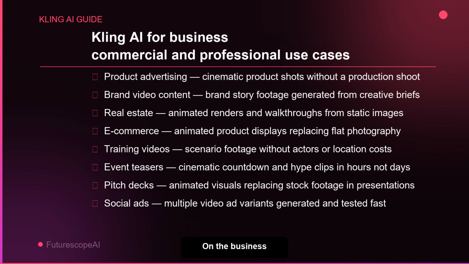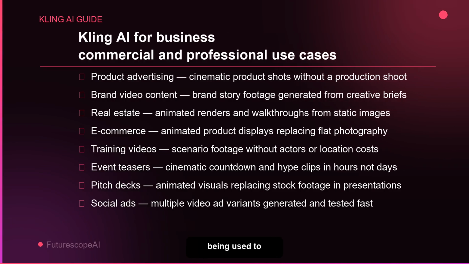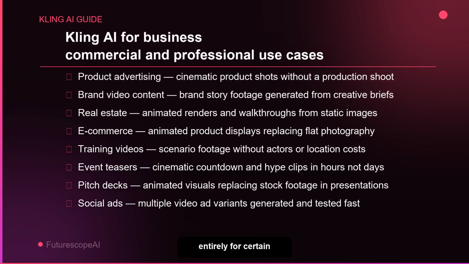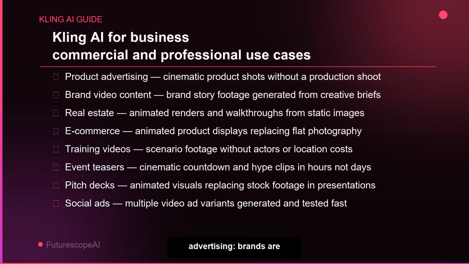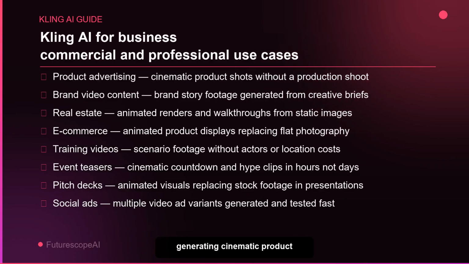On the business side, Kling is being used to replace production budgets entirely for certain content categories. Product advertising: brands are generating cinematic product footage, close-ups, rotations, pour shots, without booking a studio or crew. Brand storytelling: video content built from a written creative brief, not a production schedule. Real estate agencies are animating architectural renders and property images into walkthrough-style footage.